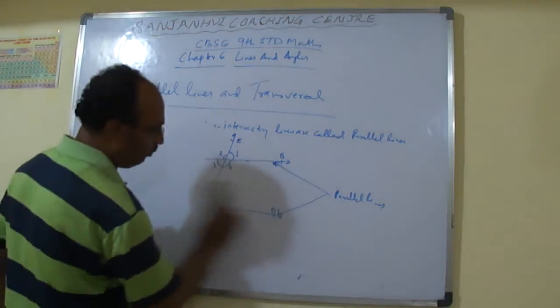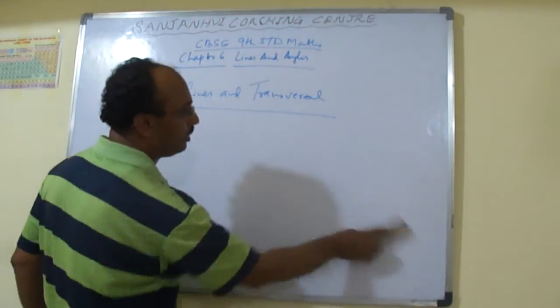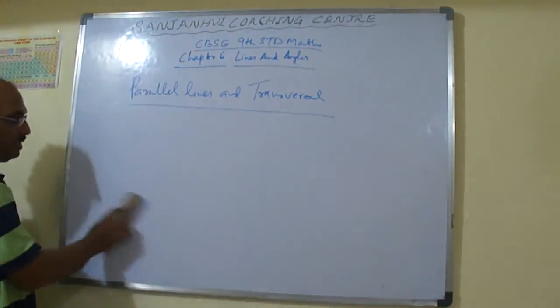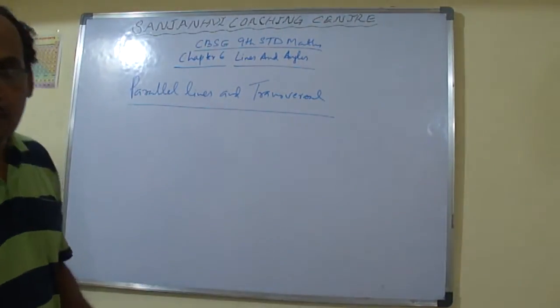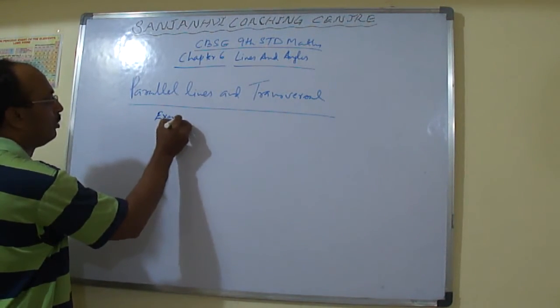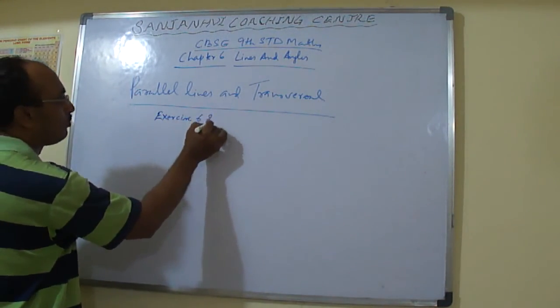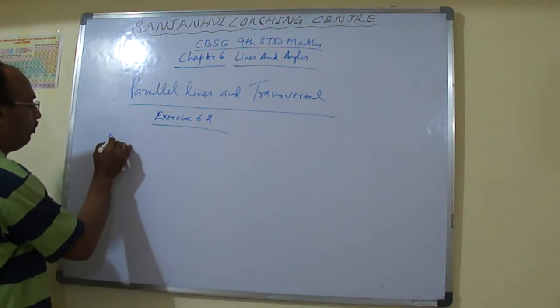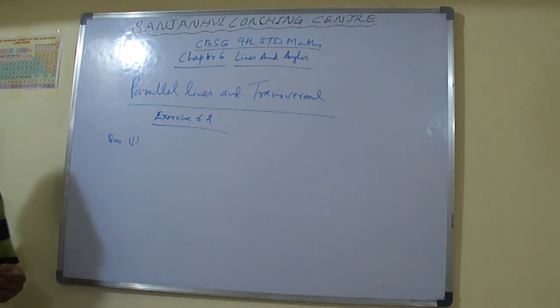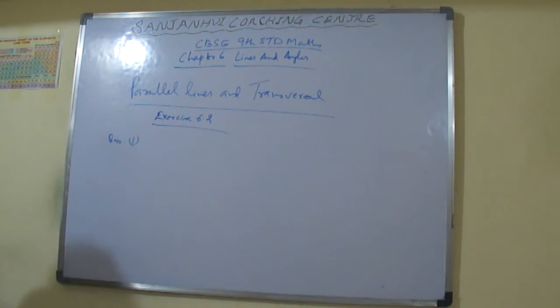So let us solve one or two questions here. Let us start from the first question itself. Exercise 6.2, question number 1. So what is question number 1? Two lines are given to us. Find the values of x and y and then show that AB is parallel to CD.